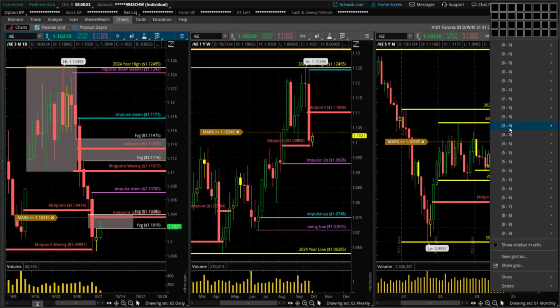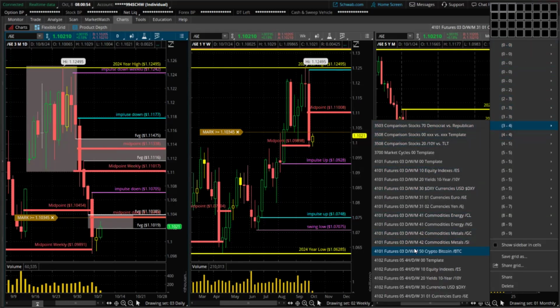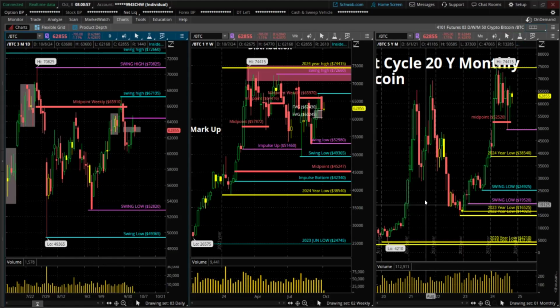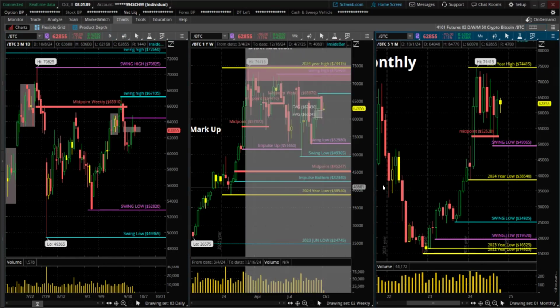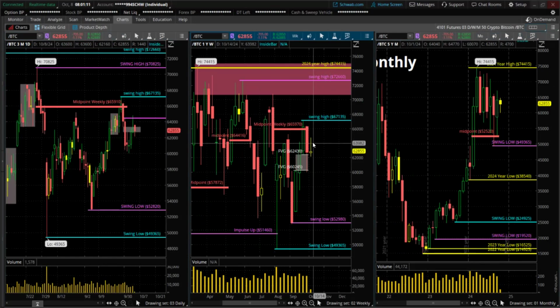On to the next financial instrument. We'll do crypto, Bitcoin, for the month, inside candle. And look, here's a high for the year, lower highs, lower lows. The momentum has been down. Weekly, still inside the range of last week. Trend is lower highs, lower lows.